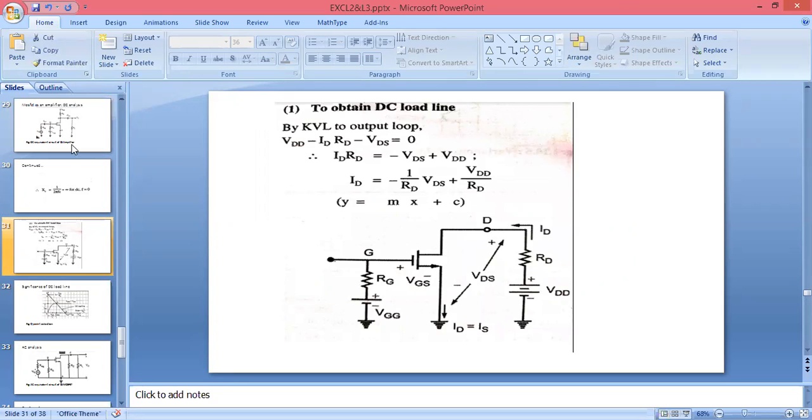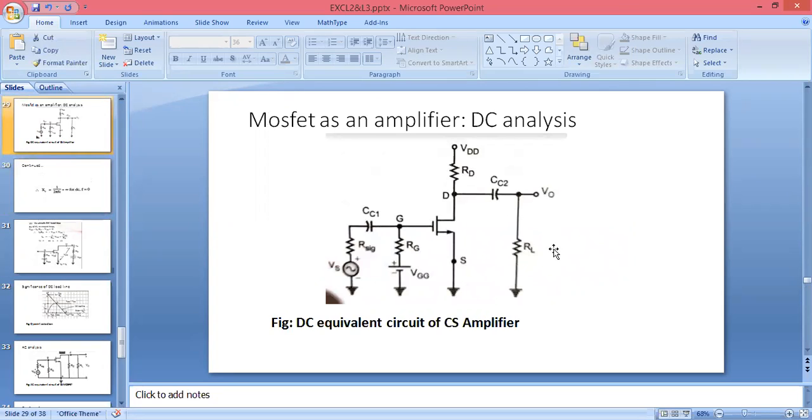DC load line मतलब क्या है? ये जो यहाँ का आउटपुट है, यहाँ का ये जो लोड सर्किट के यहाँ पे जो वैल्यू रहेगी, we have to derive that value. So we are applying here KVL for this loop.